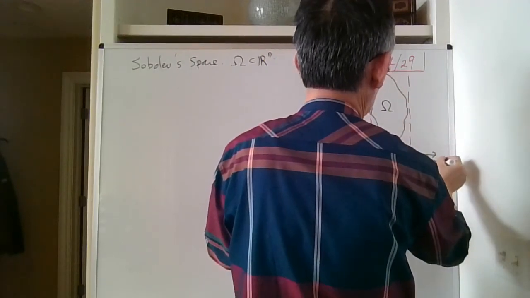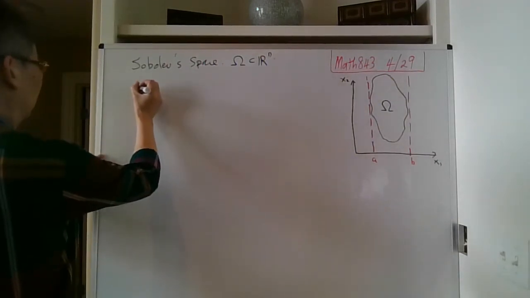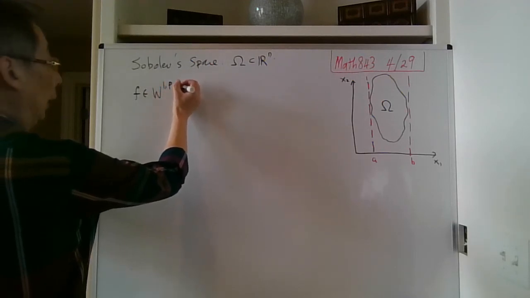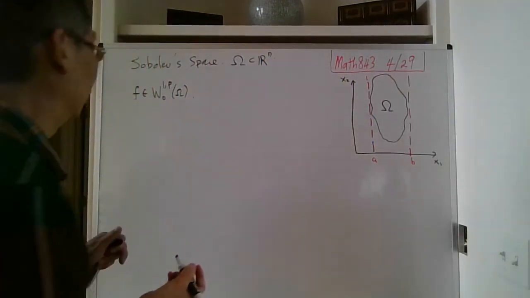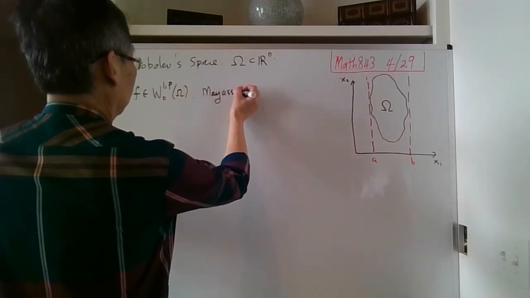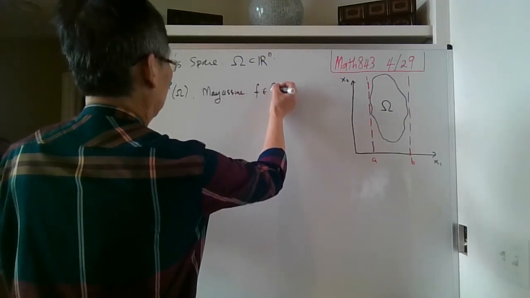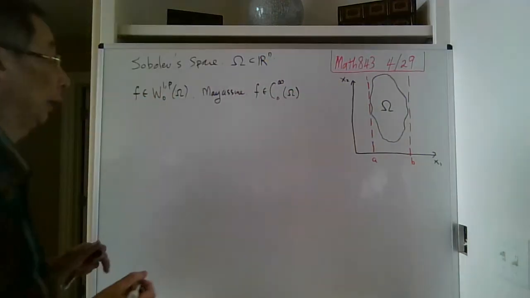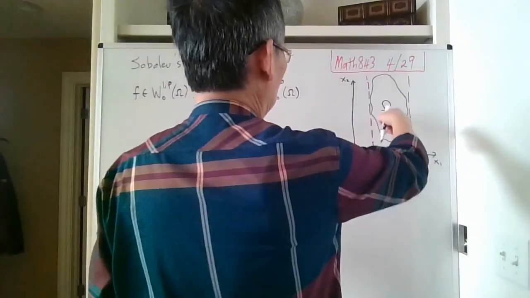So this is x1 and x2. Okay, so we have a function f in W_0^{1,p}(Ω). As we did in the one-dimensional case, we may assume that f is actually in C_0^∞(Ω). Okay, so look at this case first, with the assumption that this Ω is bounded like this.